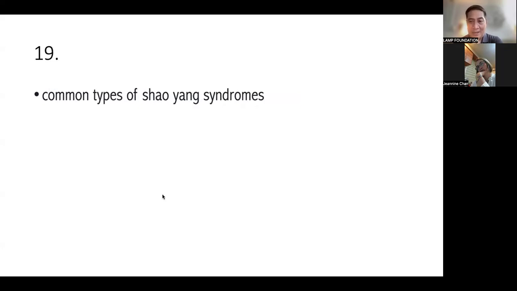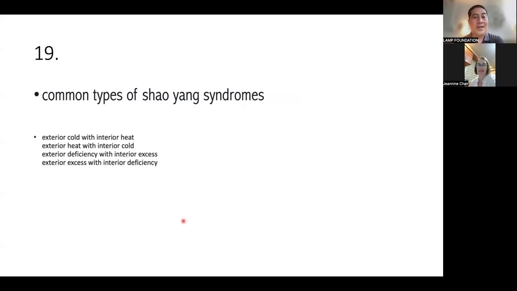Okay, what are the common types of Shaoyang syndrome? Do you have an answer? You may find this a little bit common, so it's like half-half. Di ba kanina, half exterior, half interior. So you see, exterior cold with interior heat. Exterior heat with interior cold. Exterior deficiency with interior excess. Exterior excess with interior deficiency.